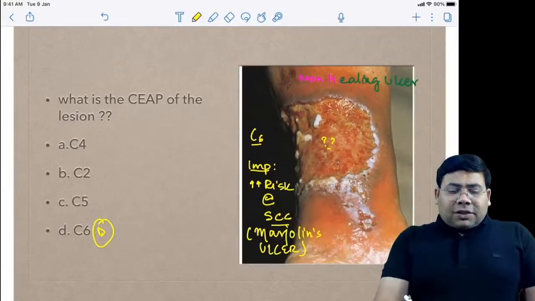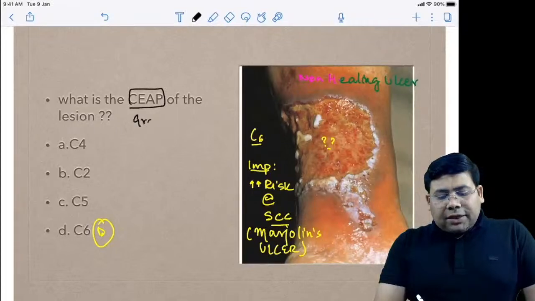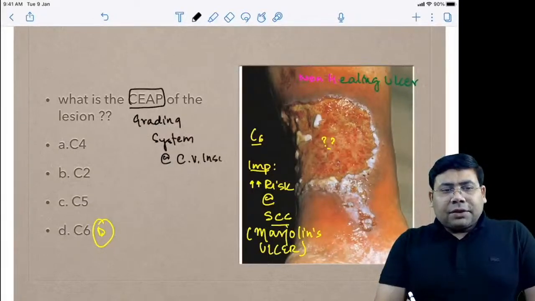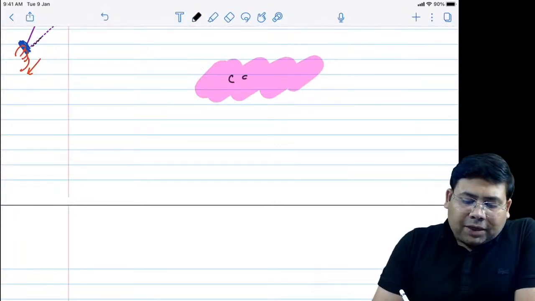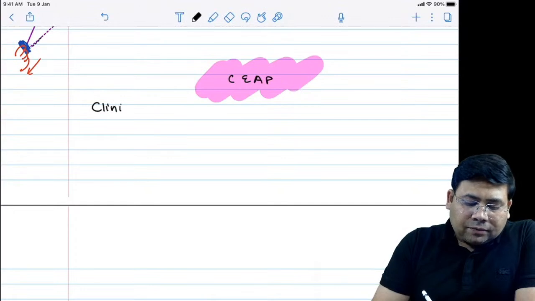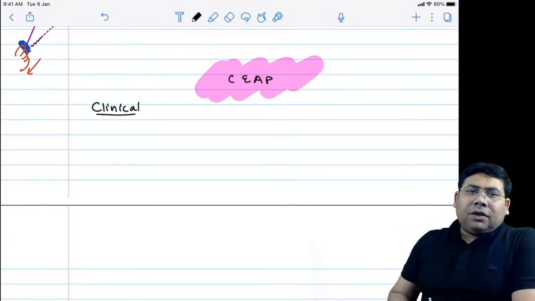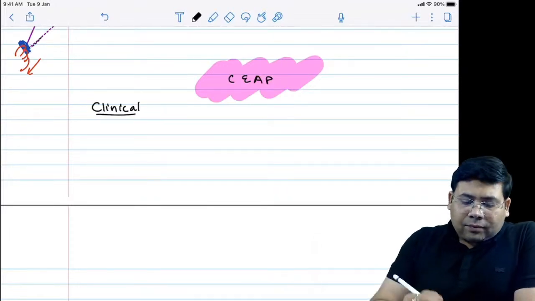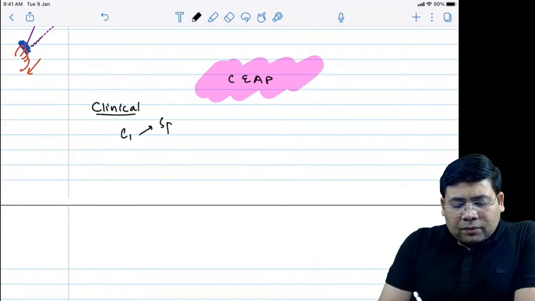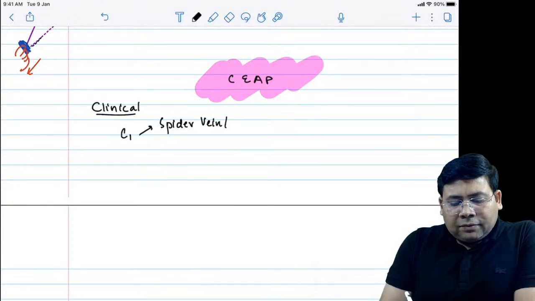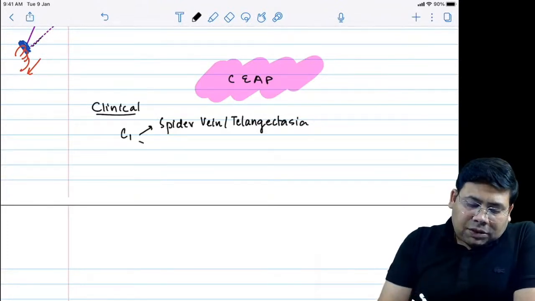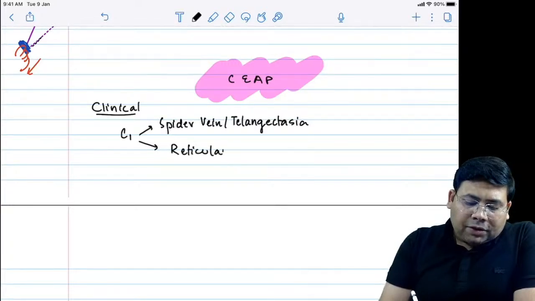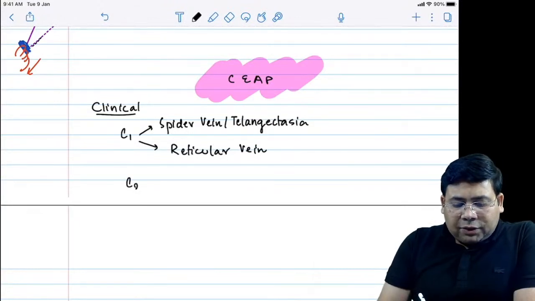Let us try to understand this concept. What is CEAP? CEAP is a grading system for chronic venous insufficiency. When we talk about the CEAP classification, C stands for clinical, the clinical presentation of this venous insufficiency. C1 includes both the spider veins or telangiectasia, and also the reticular veins.